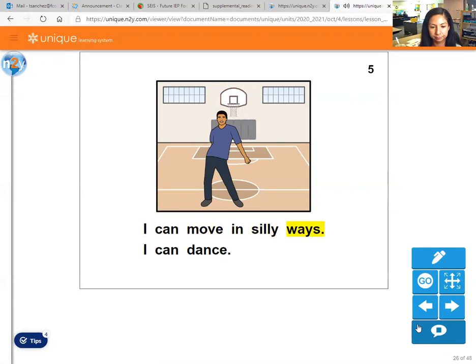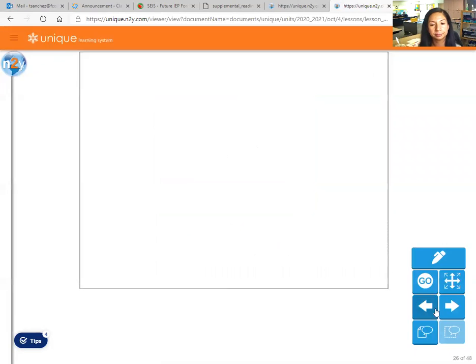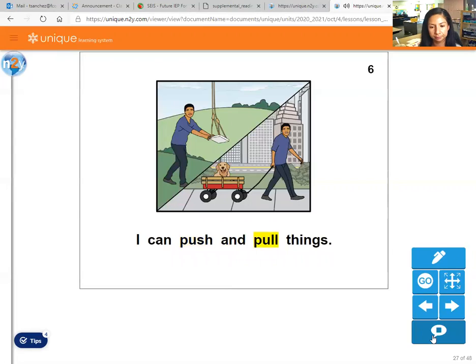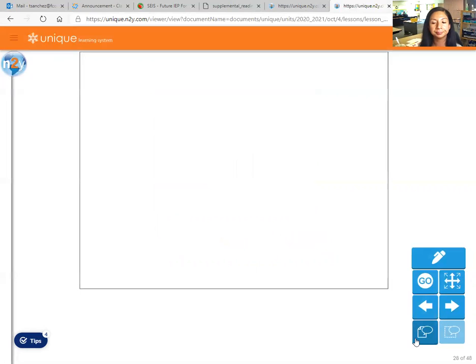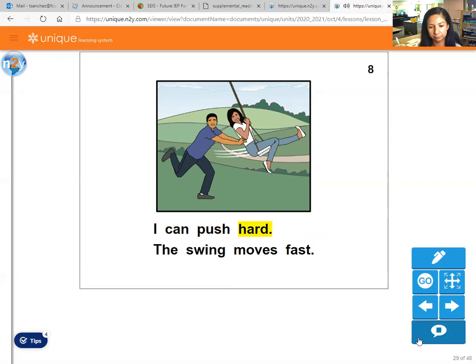I can move in silly ways. I can dance. Okay, so here he's dancing in silly ways. Looks like he's having fun. I can push and pull things. Okay, this shows him pushing something away from him and pulling something towards him. I can push soft. The swing moves slow. Okay, so he's pushing somebody on a swing away from him. I can push hard. The swing moves fast. Okay, here he is pushing her harder and further away, and the swing is moving faster and further away from him.